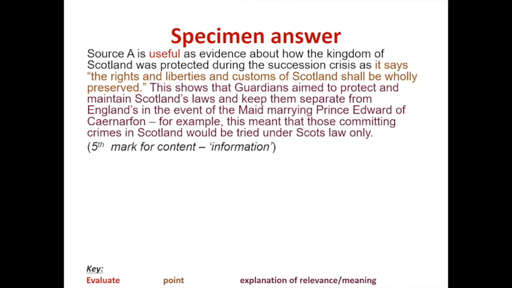So this shows the Guardians aim to protect and maintain Scotland's laws and keep them separate from England's in the event of the maid marrying Prince Edward of Carnarvon. For example, this meant that those committing crimes in Scotland would be tried under Scots law only. Okay, so hopefully you can see from that I'm explaining the significance of the quote.